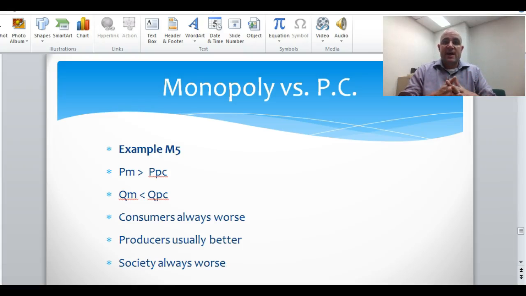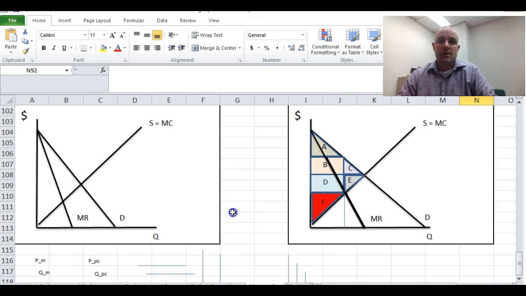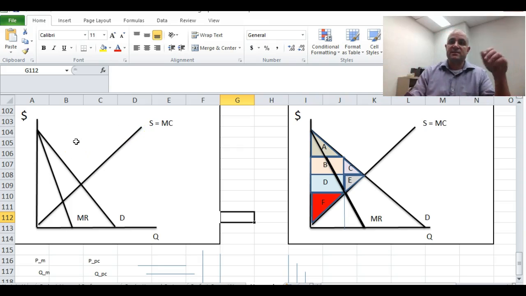So the last thing we need to look at with a monopoly is how does it match up against perfect competition? All right, so let's take a look here. So here we have the case where we're assuming that we have two markets, but in both cases, let's just say that both markets have the marginal cost, demand, and marginal revenue.